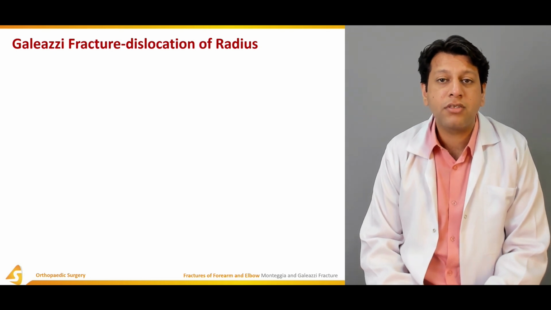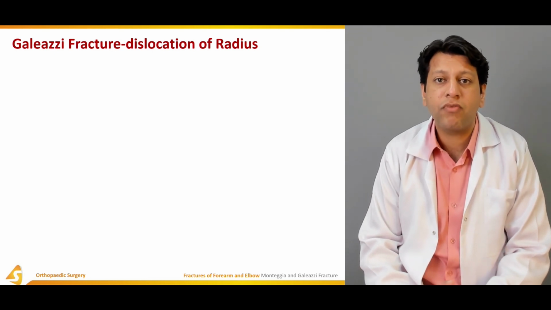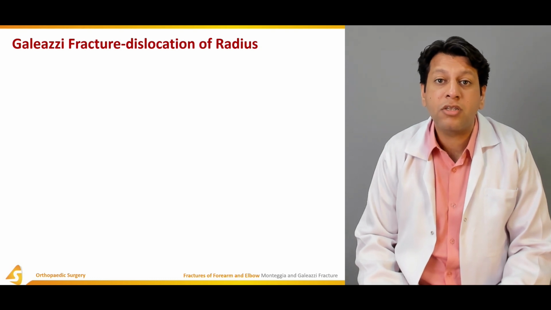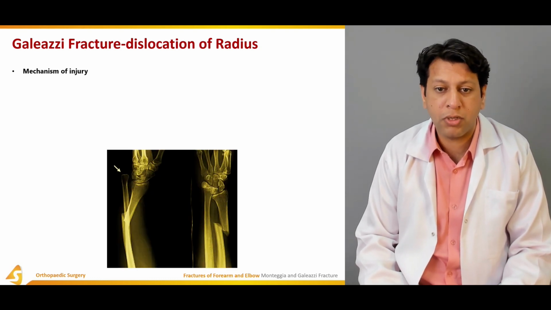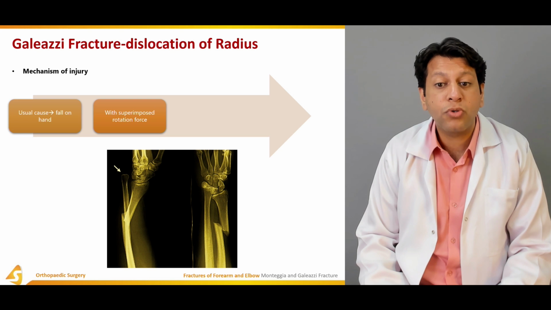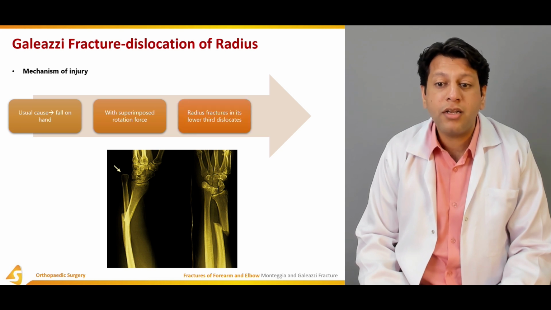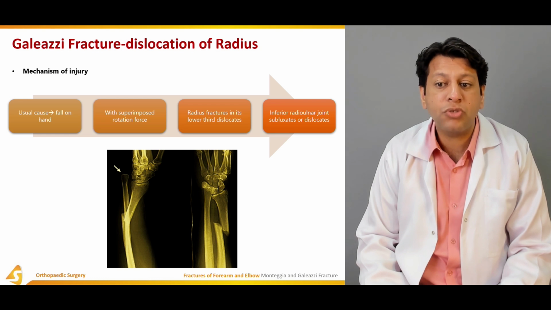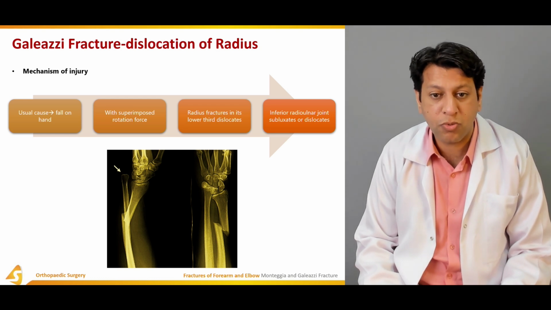It is actually the distal 1/3 of the radius fracture along with the fracture dislocation and disruption of the distal radioulnar joint as well. The mechanism of injury is such that it results from a fall on the outstretched hand with superimposed rotation of the force. The radius fractures in the lower third and dislocates, leading to the distal radioulnar joint subluxating or dislocating as well.